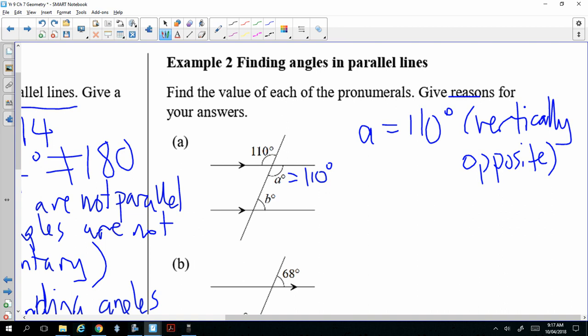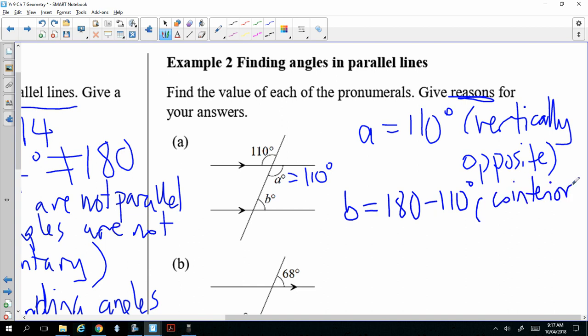And the next question, how do we find B? Yep, so you say B equals 180 minus 110. And the reason is co-interior angles on parallel lines. You have to use the keyword parallel lines because only when they are on parallel lines, the co-interior angles are supplementary.